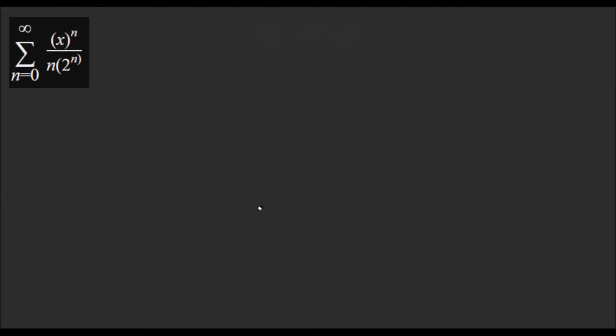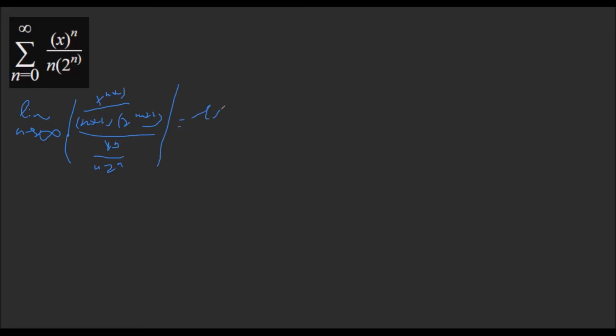That's going to make it easier to find the radius of convergence. So now what we have to do is employ the ratio test. First we'll write the limit as n approaches infinity of the absolute value of x to the power of n plus 1 over n plus 1 times 2 to the power of n plus 1, over x to the power of n over n times 2 to the power of n. And we have to say that that is less than 1. However, from here we can simplify our limit further.